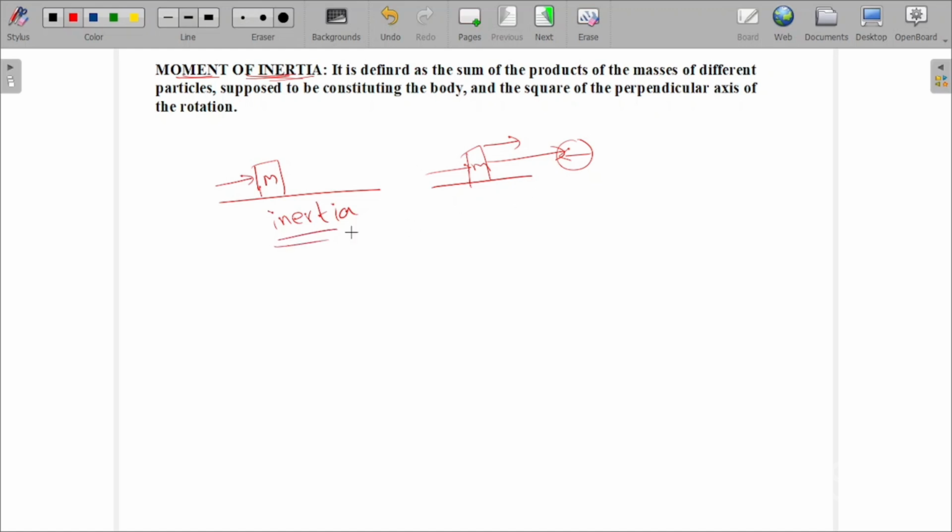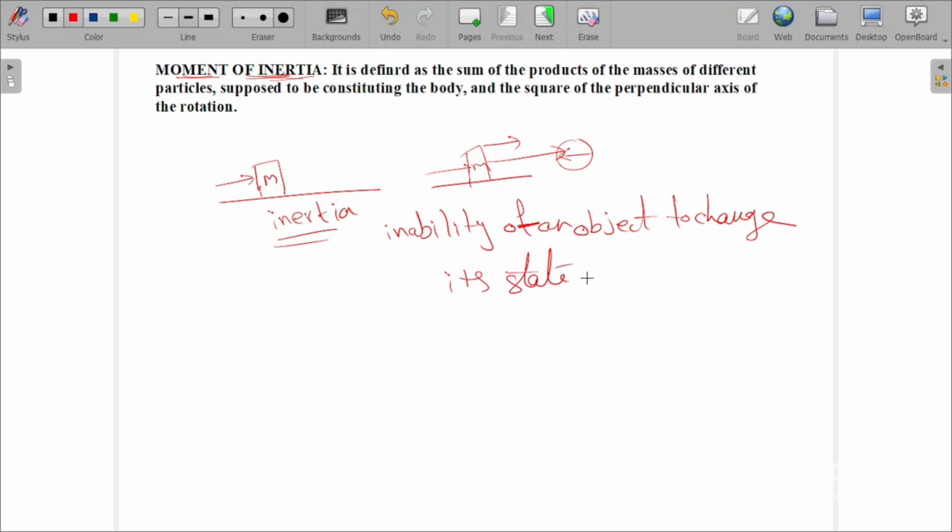That means inertia is nothing but the inability of an object to change its state, either its state of rest or motion or direction, by its own. This is the important point. By its own, this will be called inertia. It does not have any ability to change its state of rest or motion or direction by itself. Then we can call it inertia.